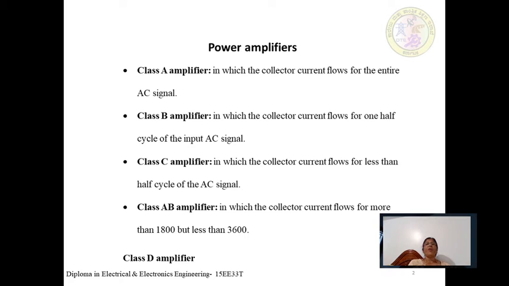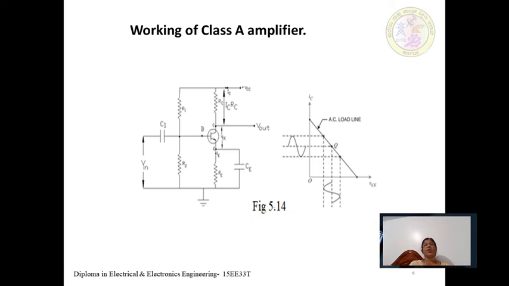Now let us start with the class A amplifier. Constructionally, it is similar to what we studied in session number 34, which covered the CE amplifier with biasing. Here biasing is provided by the potential divider resistances R1 and R2. As usual, there is the stabilizing resistance RE and the load resistance RC, that is, the collector resistance. Capacitors C1 and CE are connected. C1 blocks the DC and allows only the AC, and CE is for stabilizing.